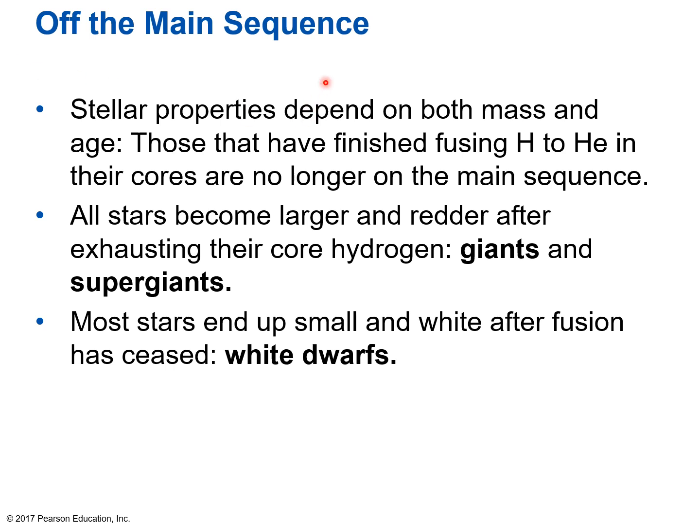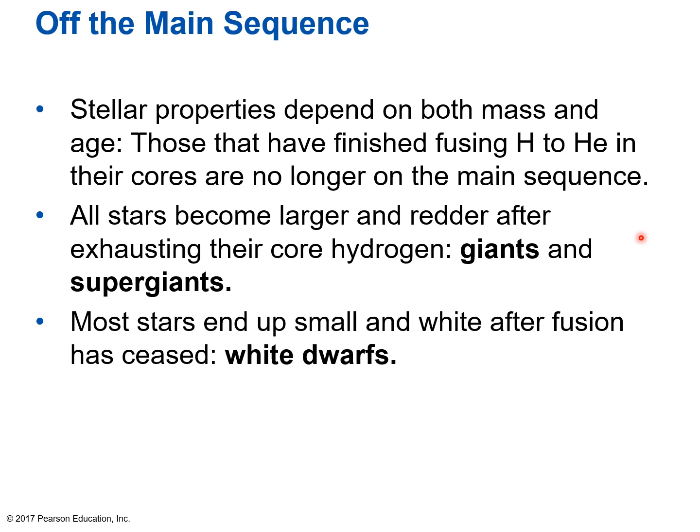Stellar properties depend on both the mass and the age. Stars that have finished fusing hydrogen into helium in their cores are no longer on the main sequence. So as they get older, they will leave the main sequence. All stars become larger and redder after exhausting their hydrogen cores, and they become giants and supergiants.